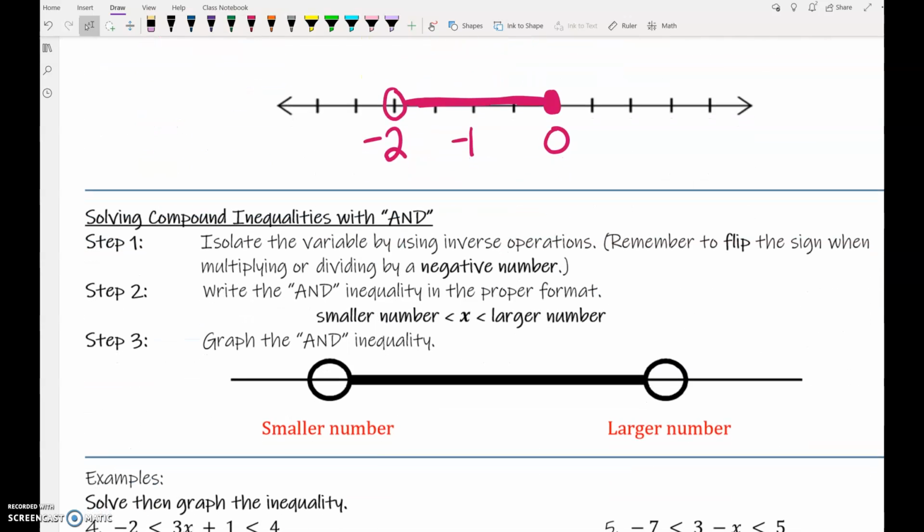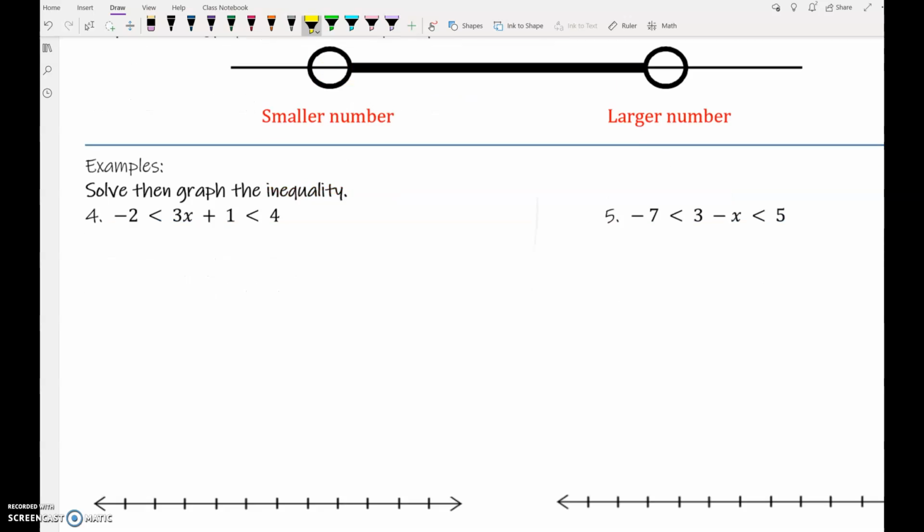Okay, there's a couple of really helpful things in this section of the notes. Here's the first really important thing. You always want to write your answer in the proper format. The smaller number needs to come first, the x in the middle, the larger number on the right. And because the signs always point to the larger number, notice it's always less than signs moving from left to right. And if you have your inequality written correctly, like in step 2, then step 3 is going to be super easy. Smaller number on the left, larger number on the right, shade in between.